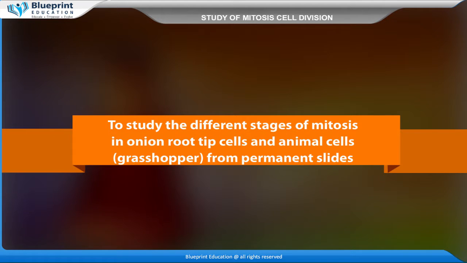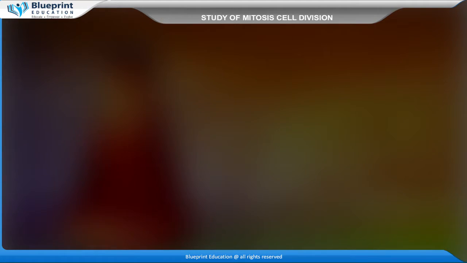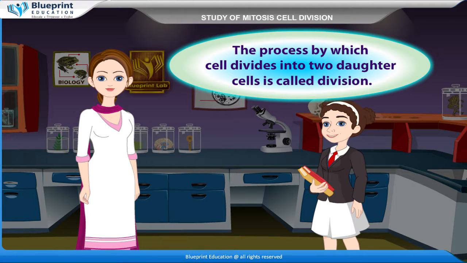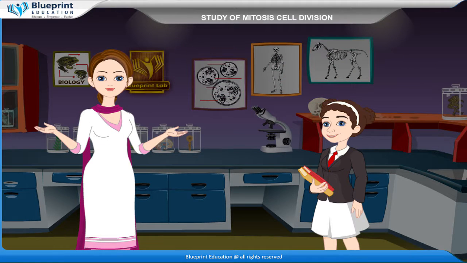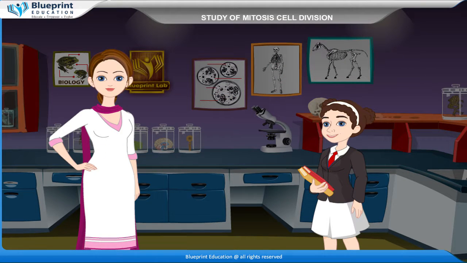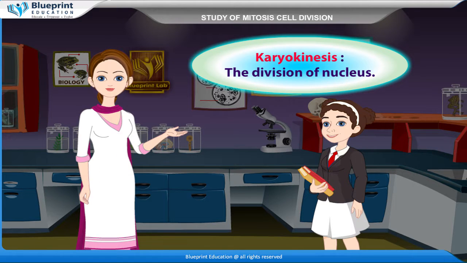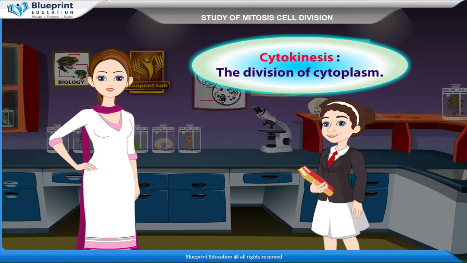To study the different stages of mitosis in onion root tip cells and animal cells, grasshopper, from permanent slides. The process by which a cell divides into two daughter cells is called cell division. It is a continuous process involving two successive divisions: karyokinesis, the division of the nucleus, and cytokinesis, the division of the cytoplasm.